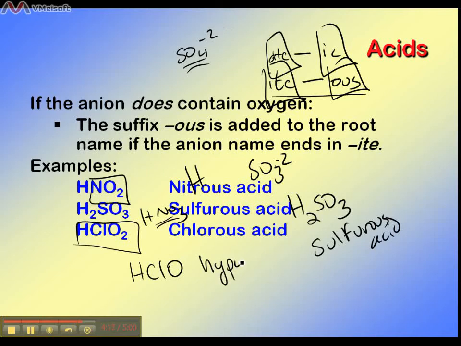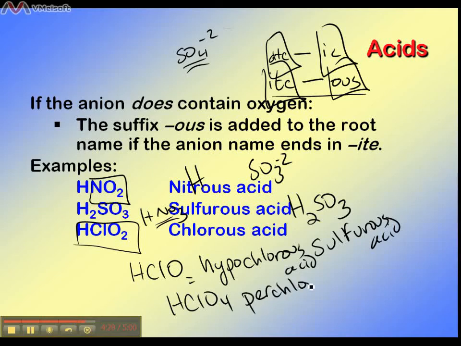That would be hypochlorous acid. Guess what? This would be perchloric acid. And note that because this is perchlorate, perchlorate goes to perchloric. This would be hypochlorite, goes to hypochlorous acid. Okay? I hope that in addition to all the exercises, helps you to learn that.